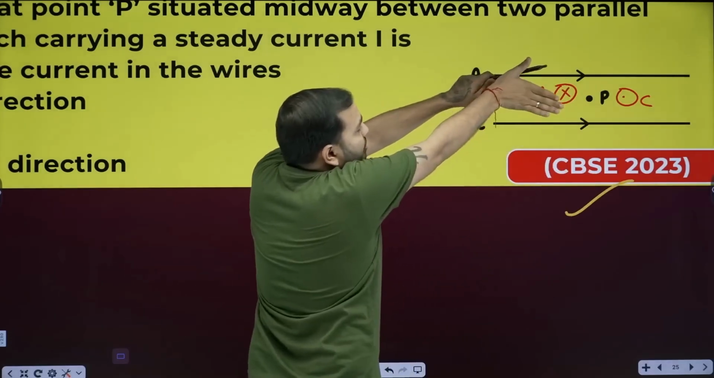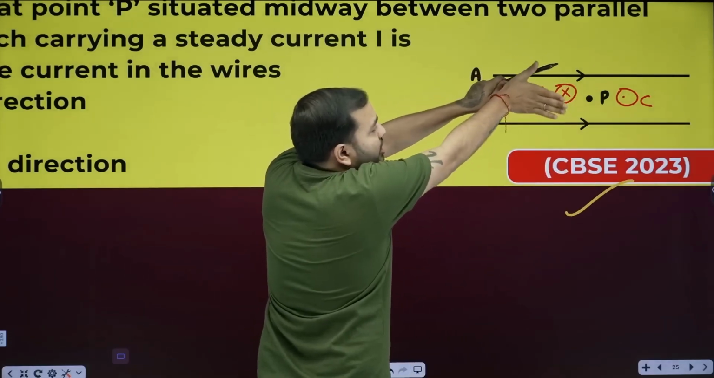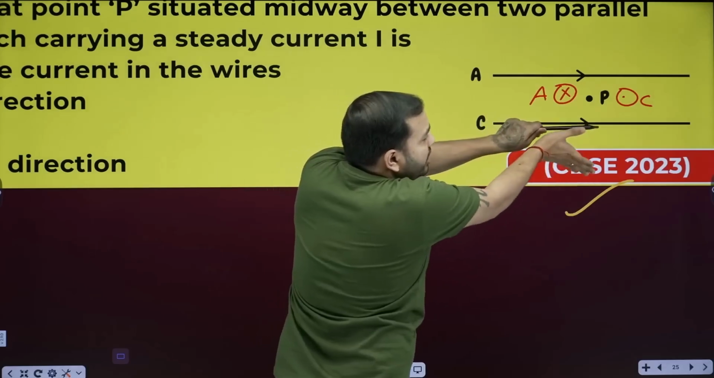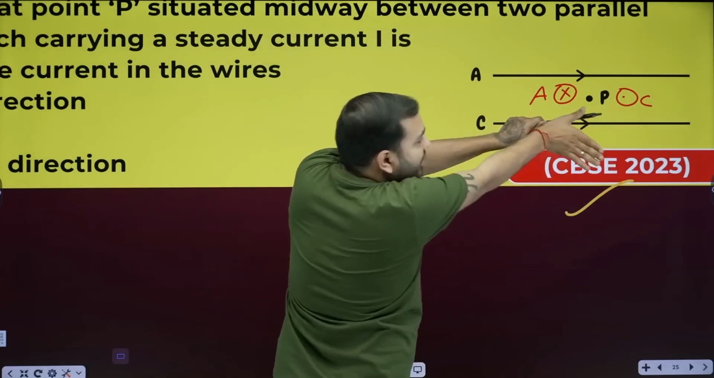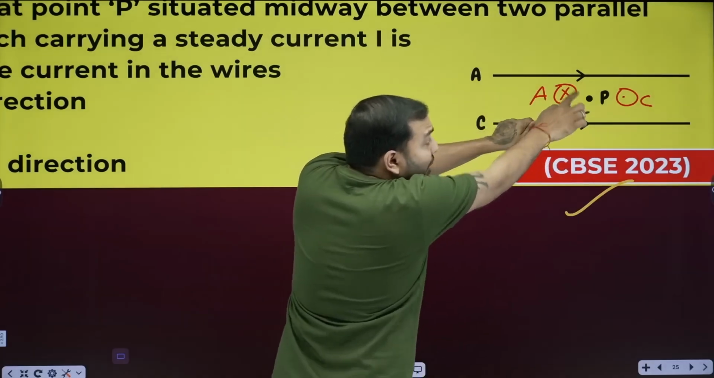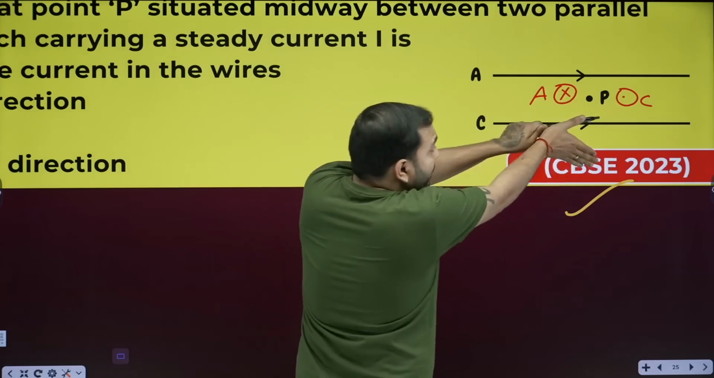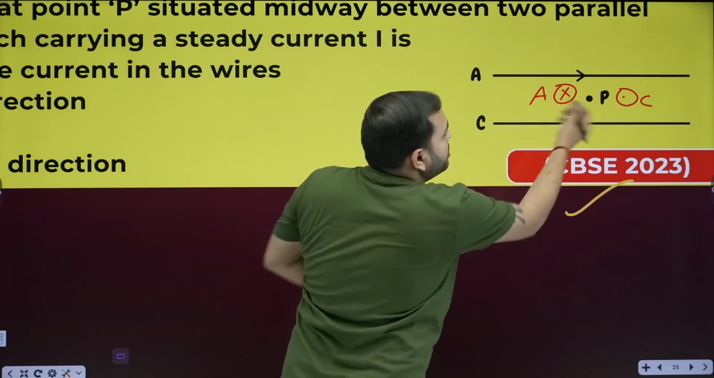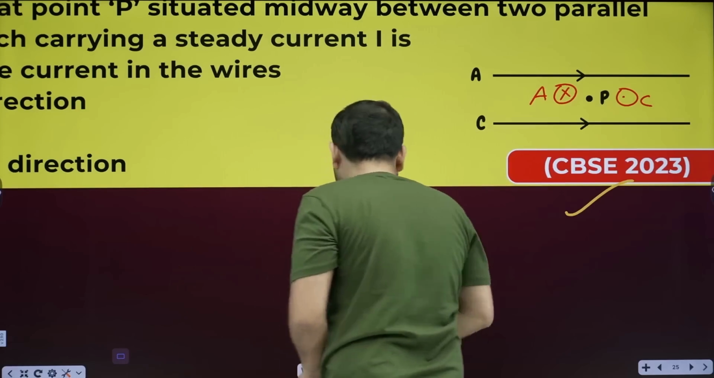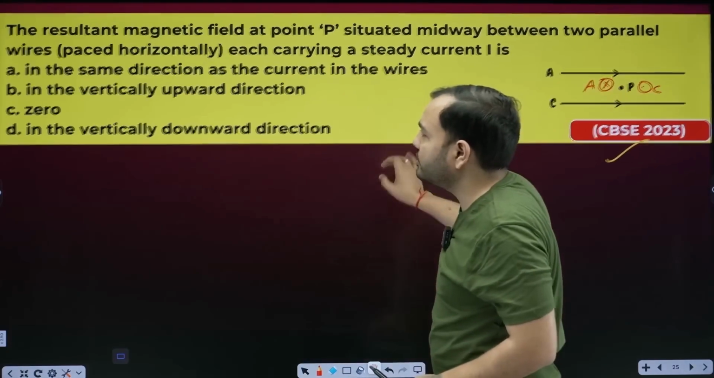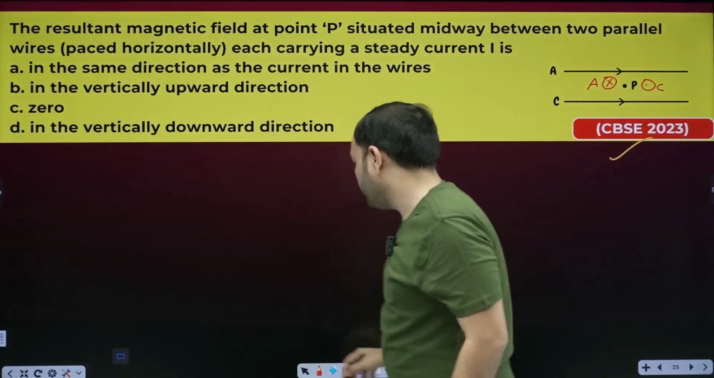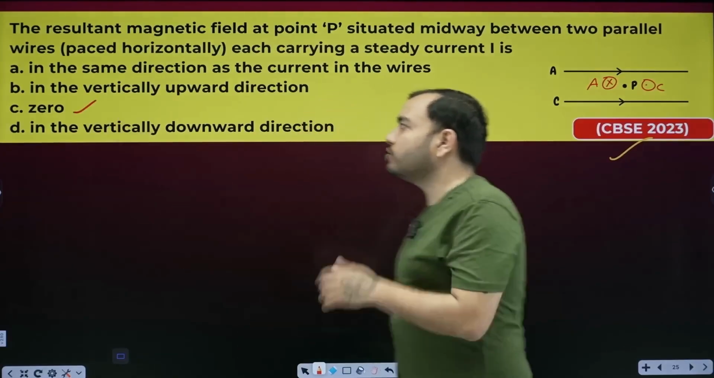Look, due to A at P, we have to tell the point P. Due to A, inwards. And due to C, at P, outwards. It is an equal distance from both. What will the net magnetic field be? 0. There will definitely be an option 0 here. Here is option C, 0. Clearly you got this. Come on, we'll practice again.